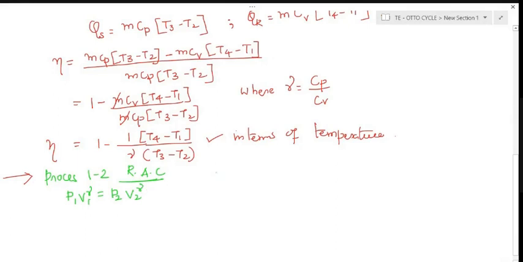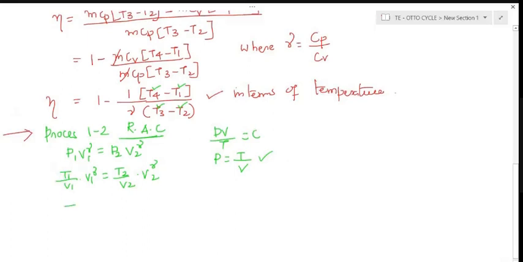The general gas equation is PV by T equal to C. So instead of pressure, P equals T divided by V, and you can substitute that here. We already solved this derivation for T2 in the Otto cycle itself, so once again I repeat it here. Instead of P1, we substitute T1 divided by V1, into V1 power gamma, equal to T2 divided by V2, into V2 power gamma.